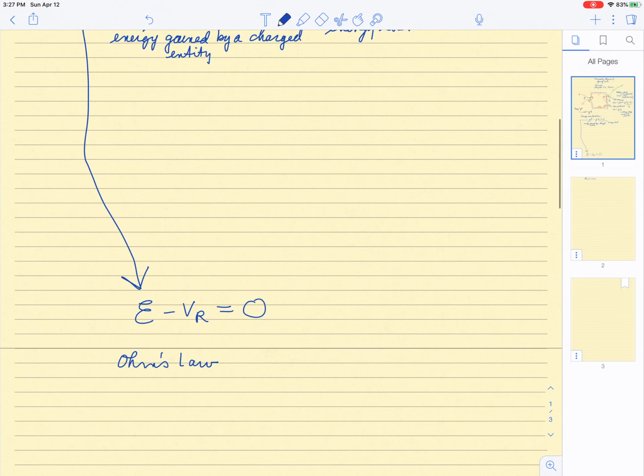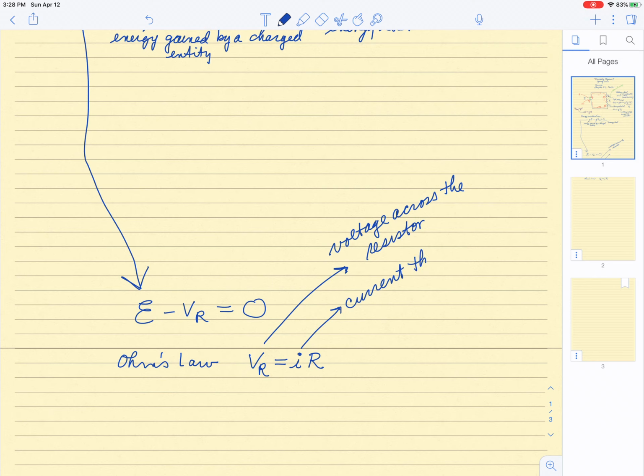Okay, so we can now use Ohm's law, which says that the voltage across the resistor is equal to the current going through it times the resistance. Okay, so language is important, right? So this is the voltage across the resistor, this is the current through the resistor, and this is the resistance of the resistor.